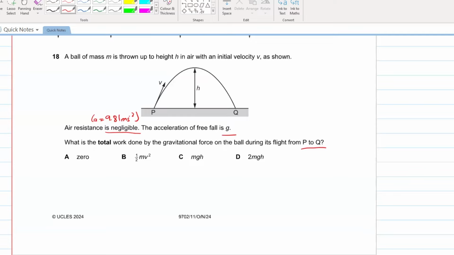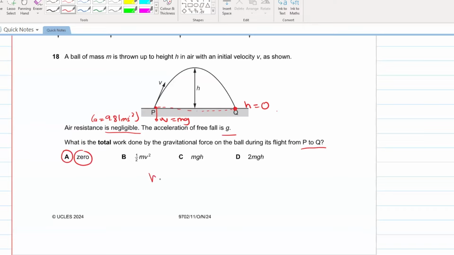Now, what is your gravitational force? Your gravitational force is basically the weight that acts downwards, which is equal to mg. What is the vertical distance traveled from P to Q? If you analyze, both P and Q are at the same height. So the vertical distance traveled between P and Q is 0. Multiply both of them. The total work done comes out to be 0. A is your answer.